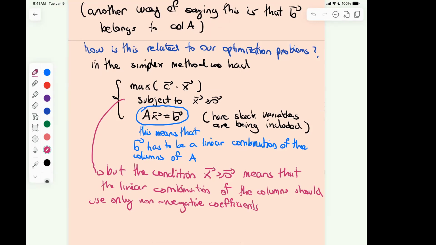So, the last condition is just saying that B is a linear combination of the columns of A, but the middle condition says that the linear combination must happen with positive weights, or non-negative coefficients. So let me show you with an animation of how that looks, because it's a bit easier to understand.